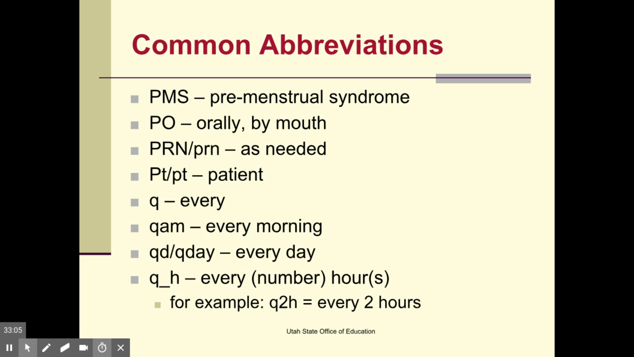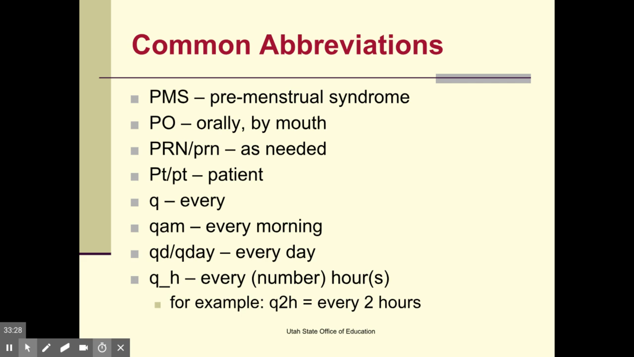PO is by mouth. So if it's NPO, it means nothing by mouth. PRN, always in caps, as needed. Here's the thing with little pt, you can use it for patient. Don't use a capital P, little t, because it could be misinterpreted for physical therapy or pro time, which is a lab. So we use a small pt for patient.